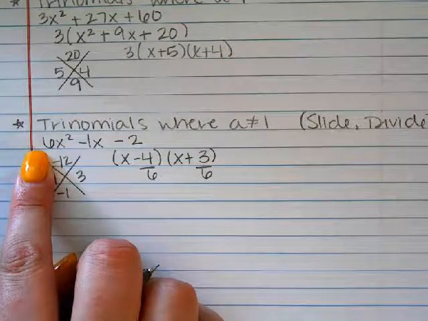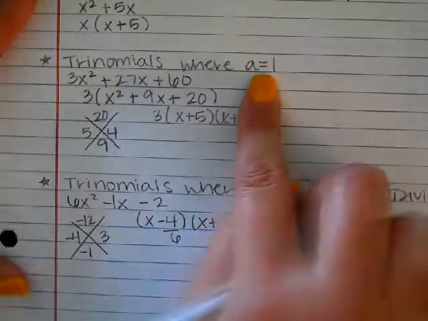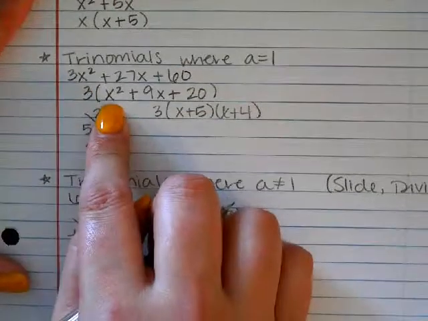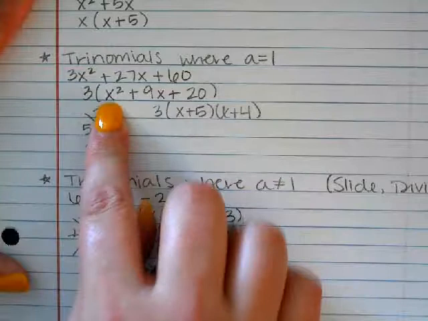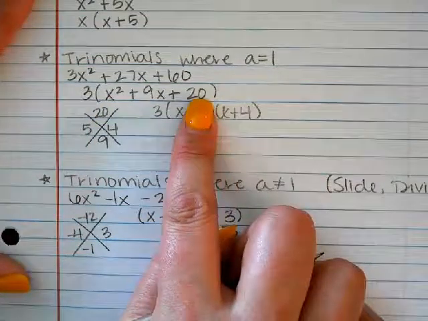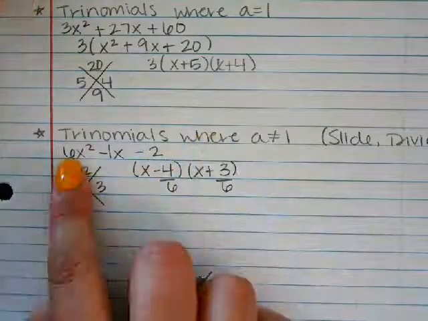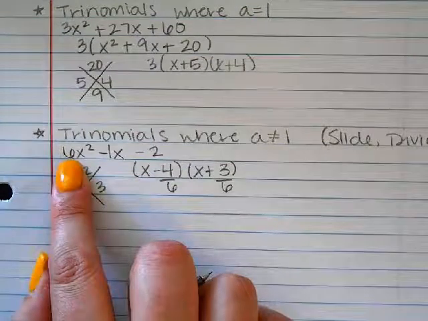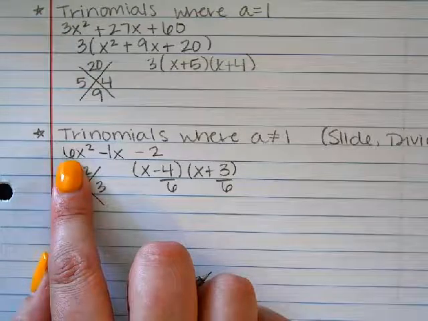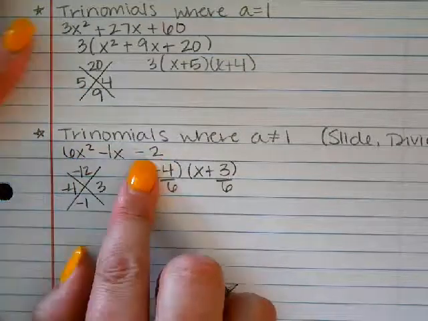Anytime you have a problem, so this one, see how it says a equals 1? A is the term in front of the x squared. So these I think of as simple trinomials. When you have a simple trinomial, you can just say, oh, what multiplies to the end and adds to the middle. Anytime you have what I think of as a more complicated trinomial, where there's a number in front of the x squared that doesn't go away, you have to do a slide divide. So you take the number in front of the x squared and slide it to the end, and then once you've done that, you have to divide by it.